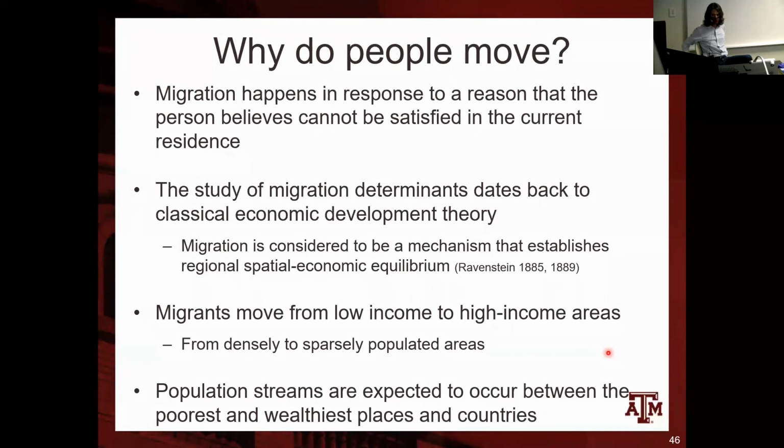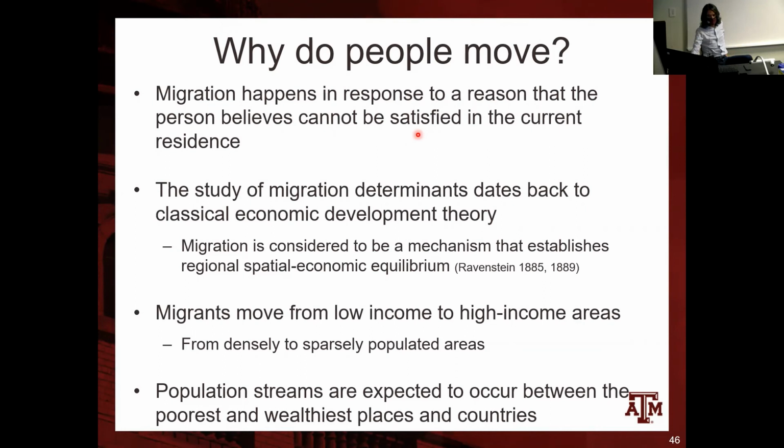What are the reasons why people move? Scientists and demographers have been talking about that, trying to understand those factors for a long time. Migration happens in response to a reason that the person believes cannot be satisfied in the place where the person lives right now, so that person moves somewhere else.